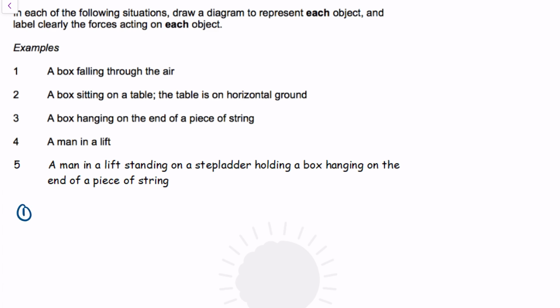A box falling through the air. So we've got a box falling through the air. The only thing acting on it is gravity, so it's going to be weight. 2, a box sitting on a table.